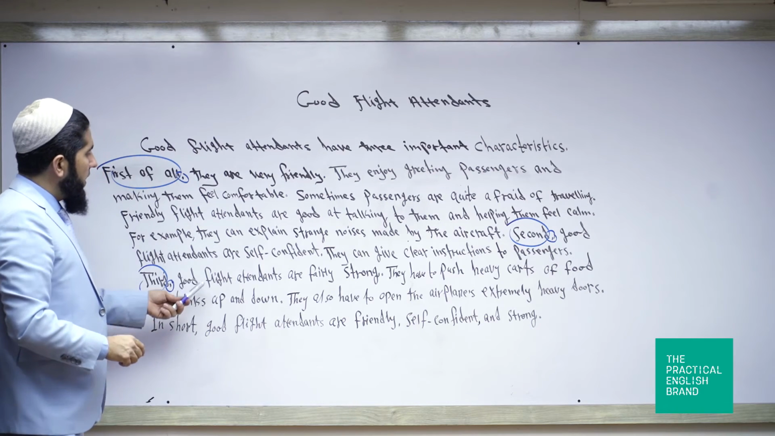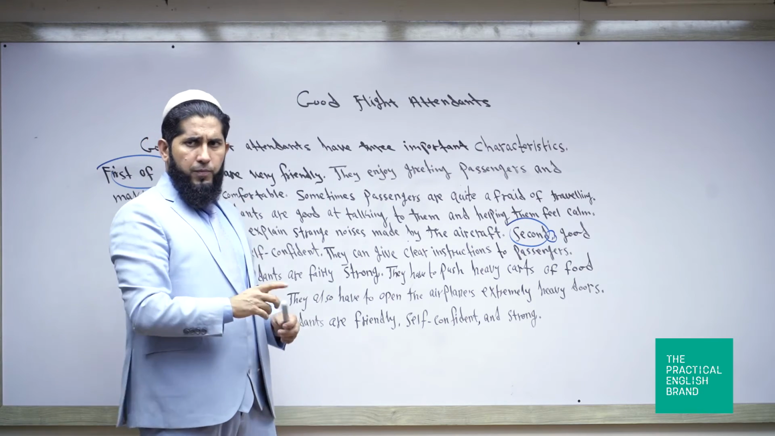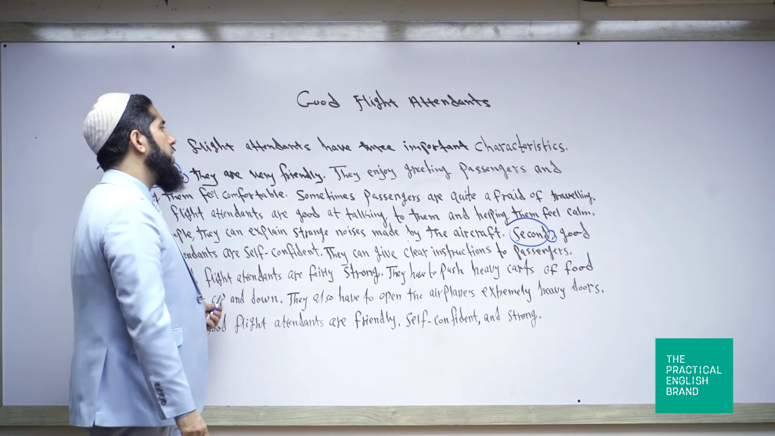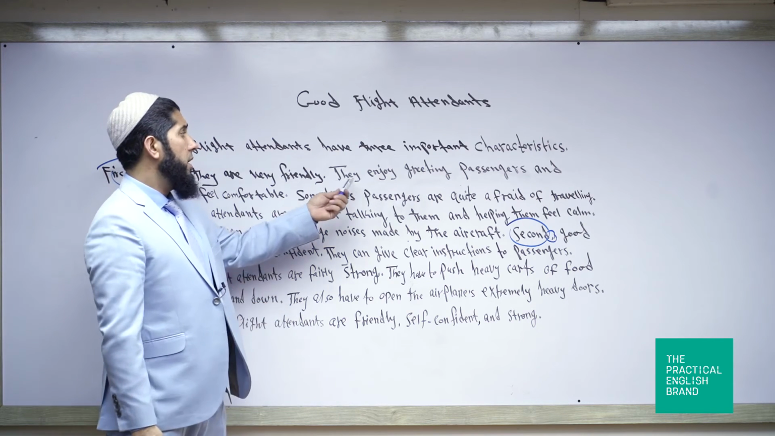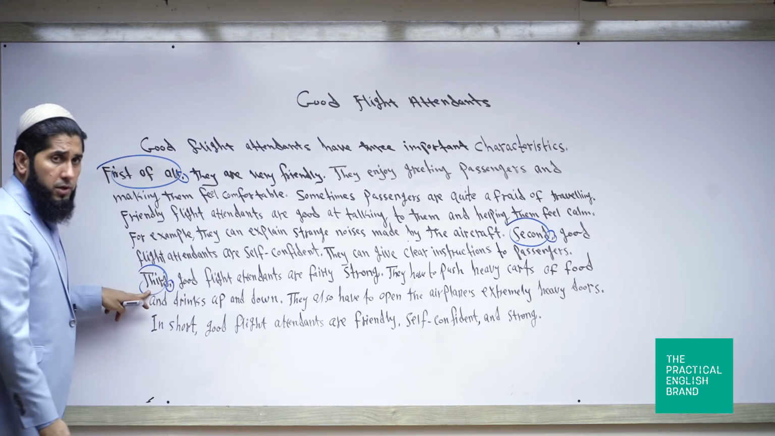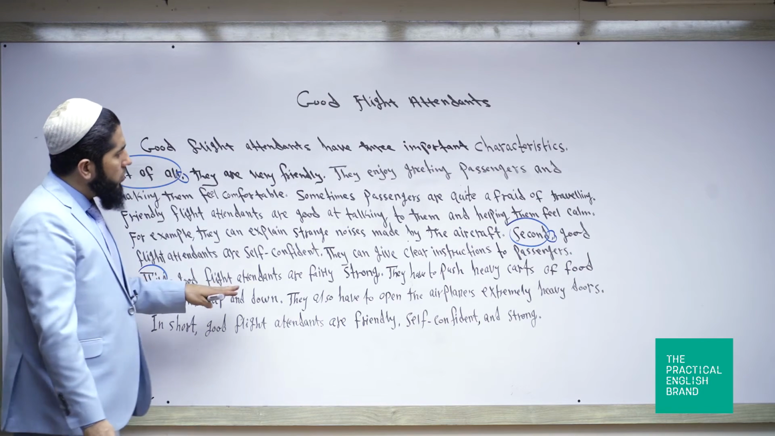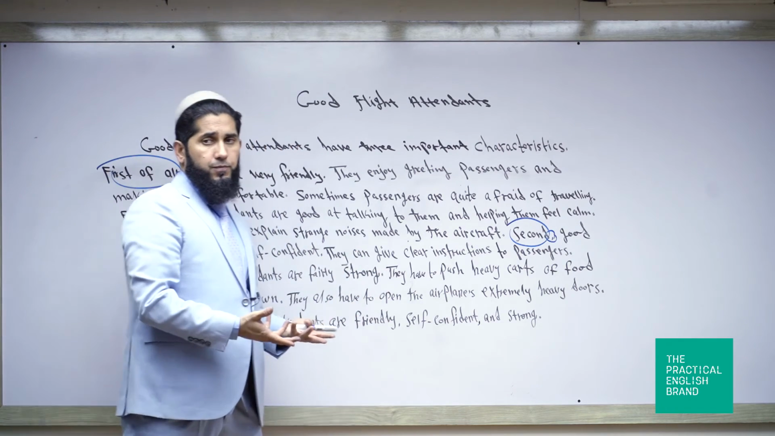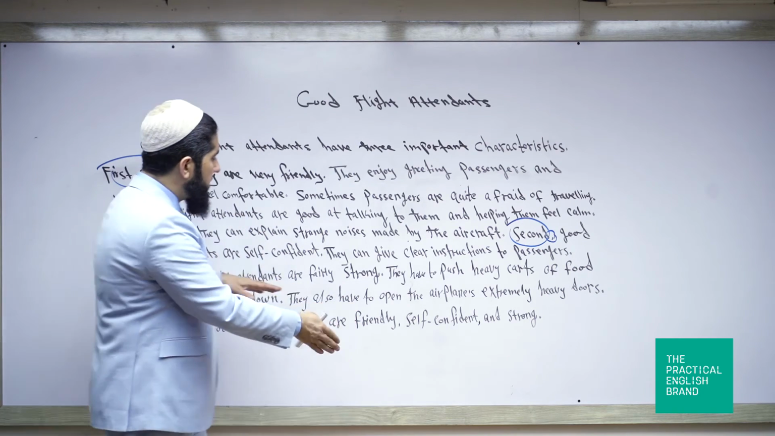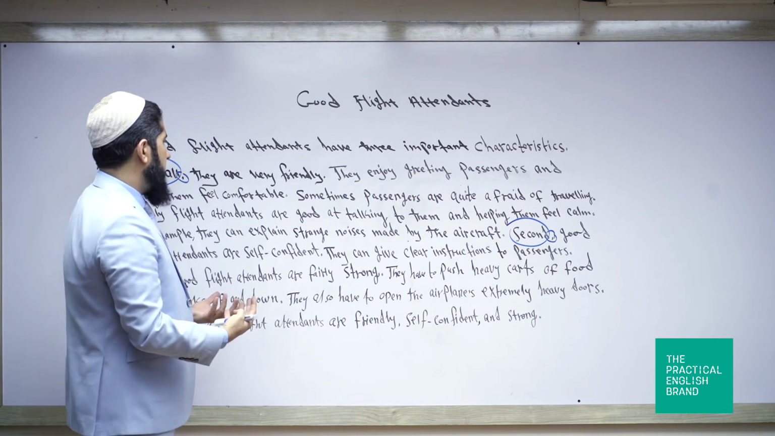So third, good flight attendants are fairly strong. They are strong. So this is the third characteristic. This is the third major point or characteristic mentioned in the main idea. And here it comes after the transitional signal word. Okay, third. Now let's see what the details say. The details are minor points. They should be supporting this idea that they are fairly strong.